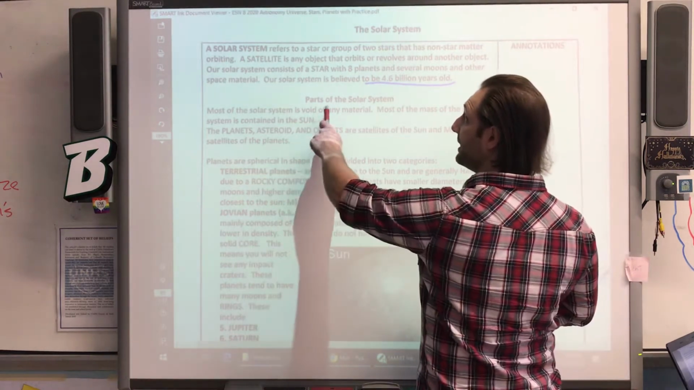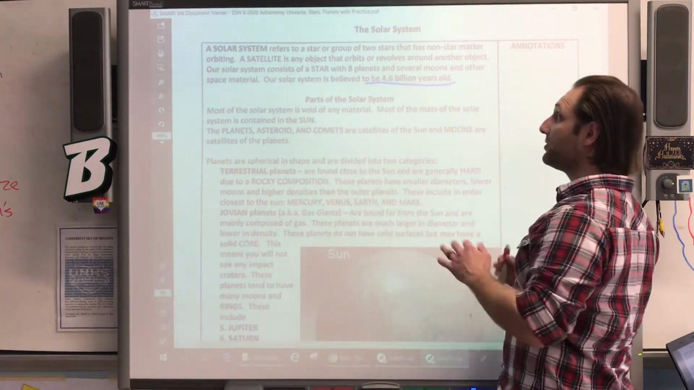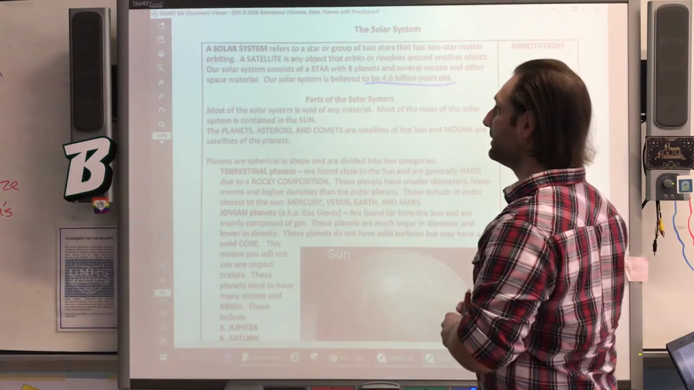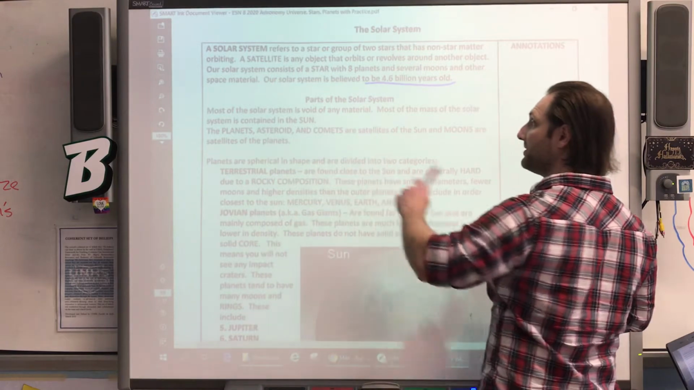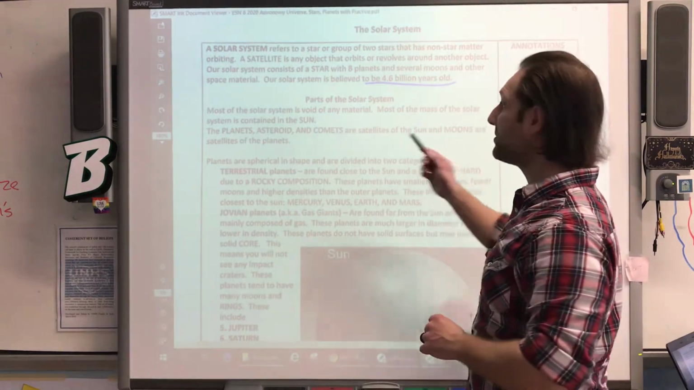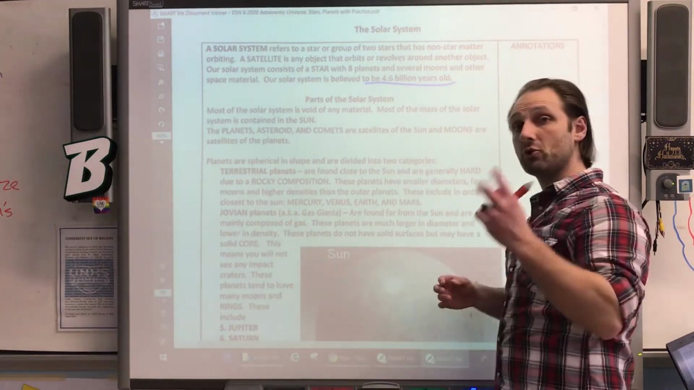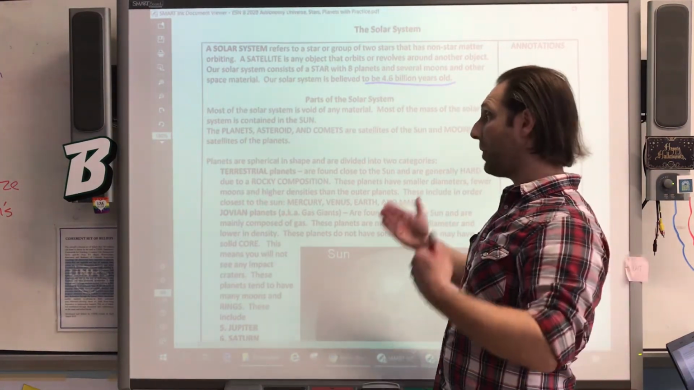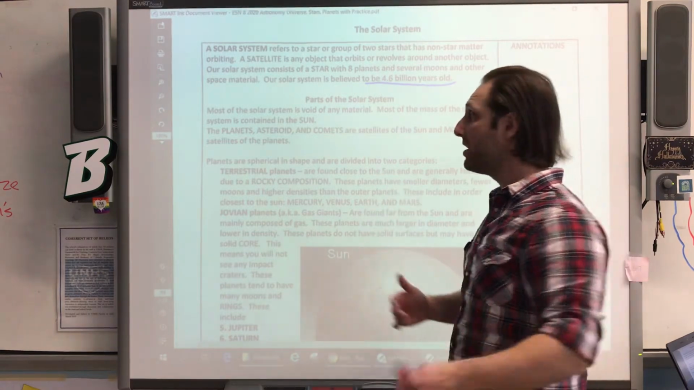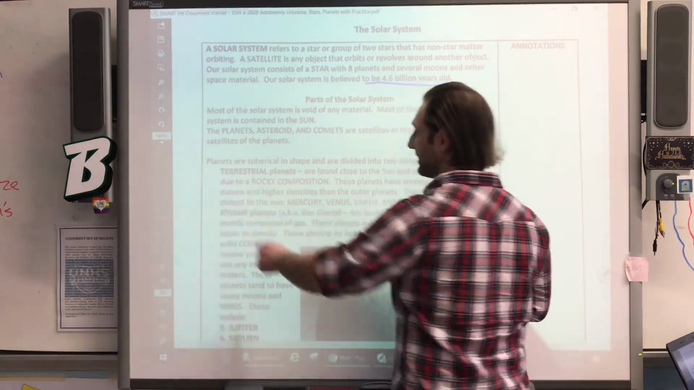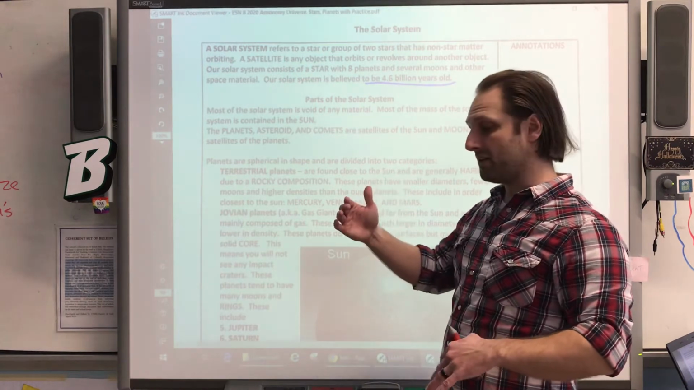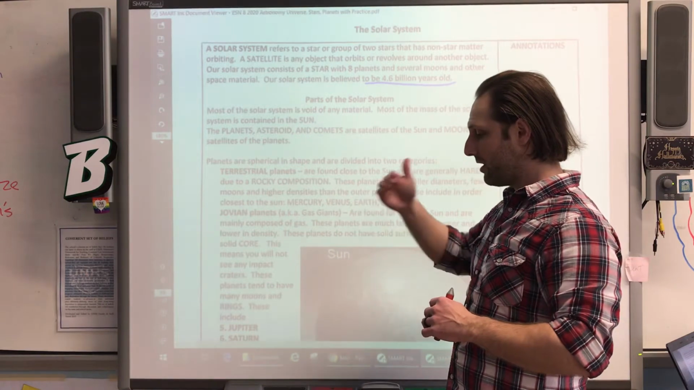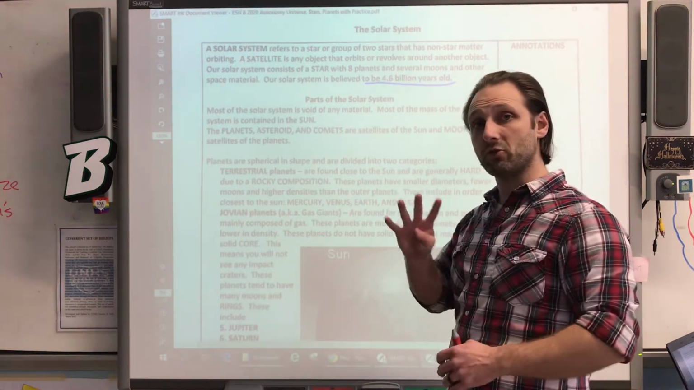All right, so the parts of the solar system. Most of the mass and matter and material are in the sun. Planets, asteroids, comets, as I said, are satellites, and moons are satellites of planets. Now, there are 2 categories of planets. You have our rocky planets. They're made of rocky composition. We call them terrestrial planets. So starting from the sun, which is not a planet, we have Mercury, Venus, Earth, Mars. Those are the 4 terrestrial planets.